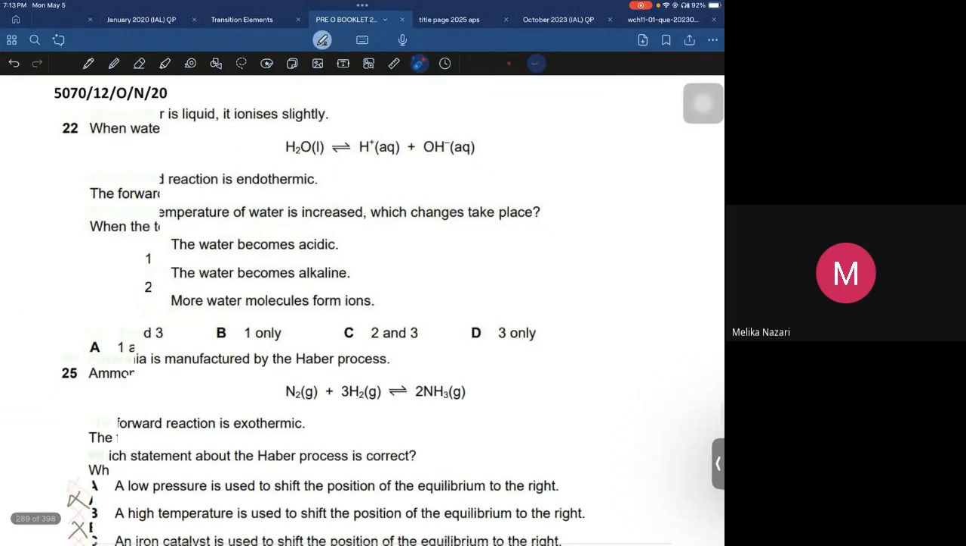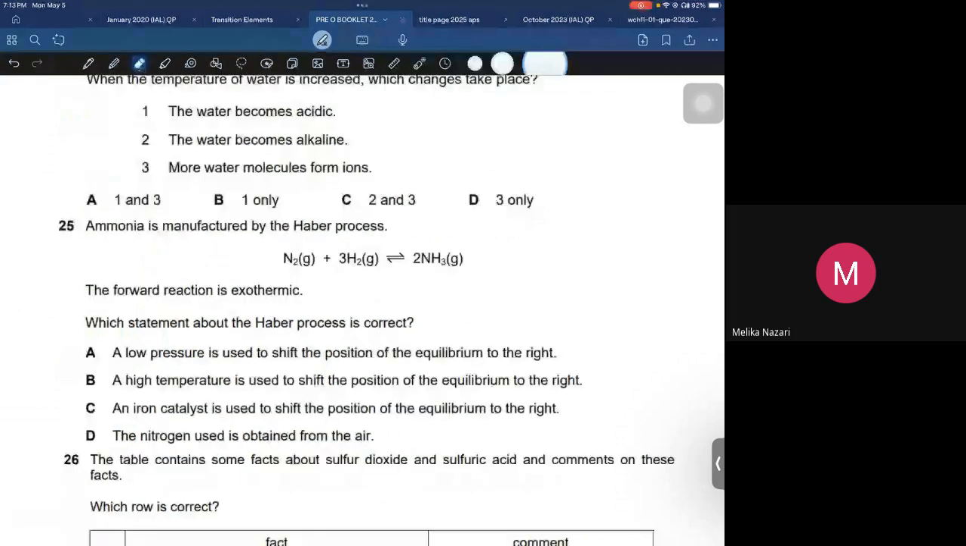And this question: ammonia is manufactured by the Haber process. The forward reaction is exothermic. Which statement about the Haber process is correct? A: a low pressure is used to shift the position of equilibrium to the right? No, the reactant side is going to have 4 moles and the product side is going to have 2 moles. So I told you, when you increase the pressure of this system, when the moles of reactants are higher than the moles of the product, the reaction would move forward.